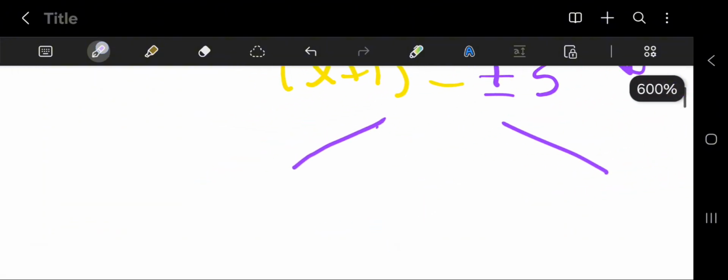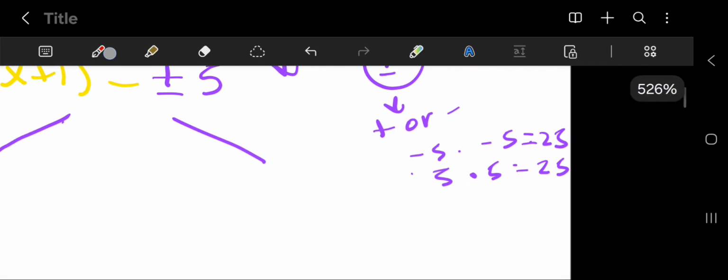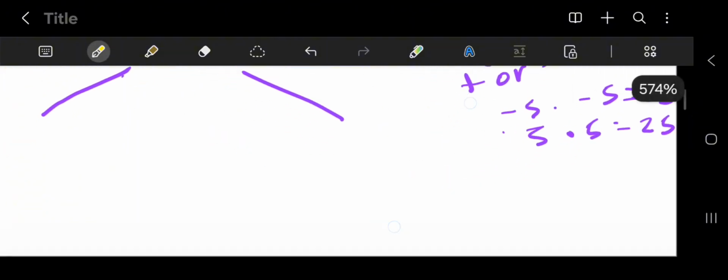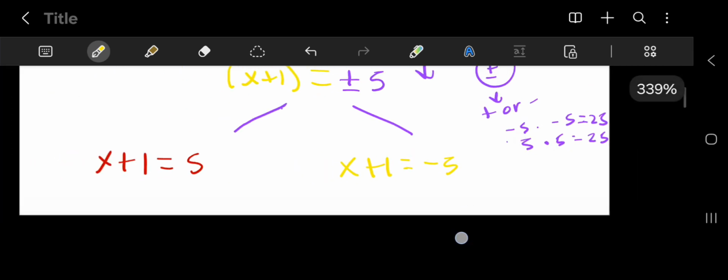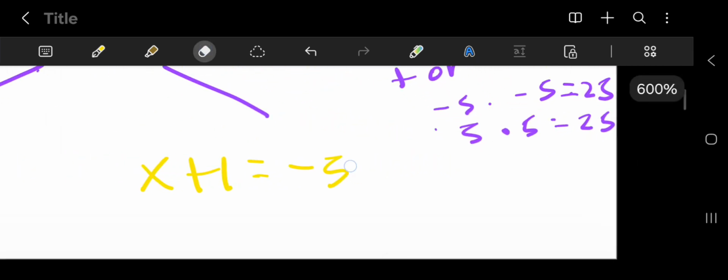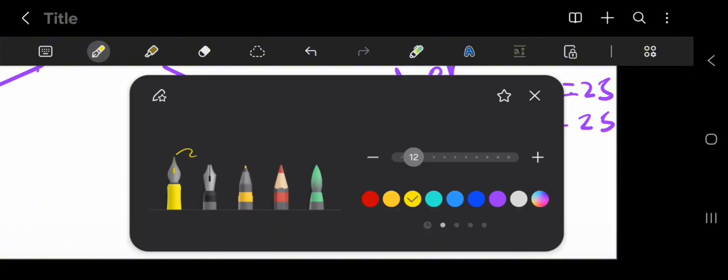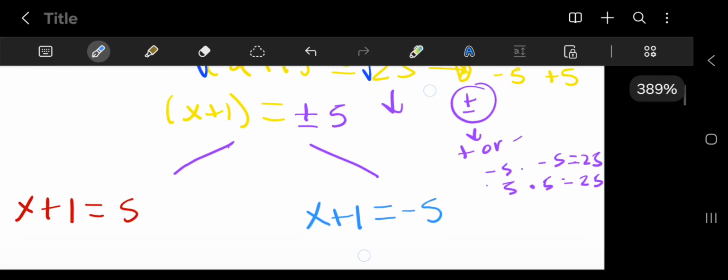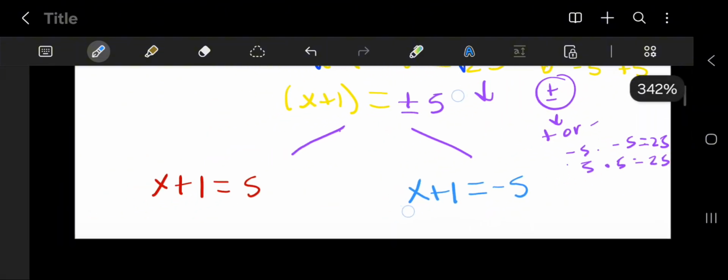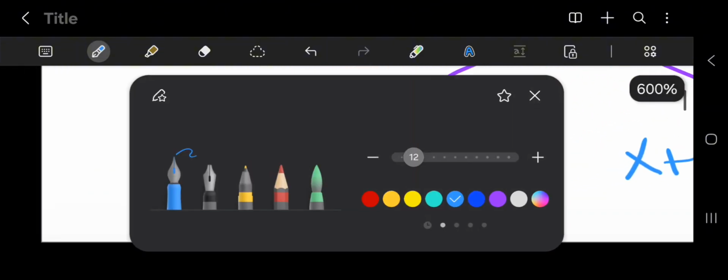So now we can actually split this up into two different equations. We can now split this up into x plus 1 is equal to 5, or, well, not or, and x plus 1 is equal to negative 5, right? Actually, I don't like that. I don't want to confuse you guys. Let me change it to a whole different color. Okay, we'll do slow blue. So you see how it's plus or minus 5? So we can either do x plus 1 is equal to negative 5 or x plus 1 is equal to 5. So I'm going to focus on this red one right here.